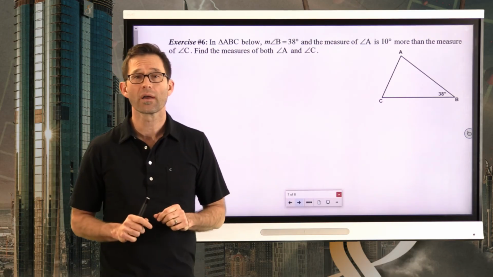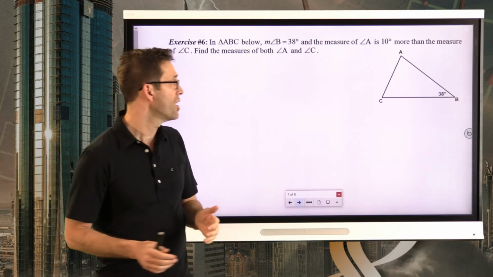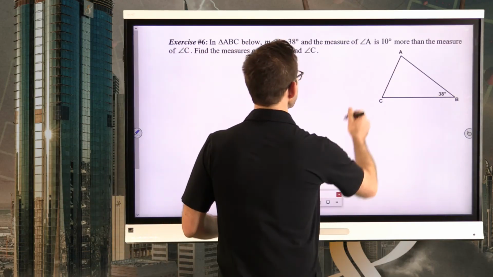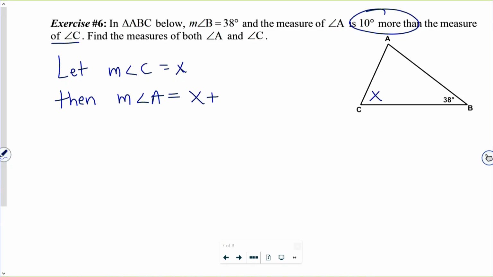Now, here's where I talk about it being ideal for algebra, right? So what I know is I know that angle A is 10 degrees more than angle C. So what I'm going to do is I'm going to actually let the measure of angle C be equal to x. All right, my favorite variable, x. Y is really upset about that, but I don't know why. All right, so let the measure of angle C be x, and if the measure of angle C is x, then the measure of angle A, which is 10 degrees more than C, must be x plus 10.